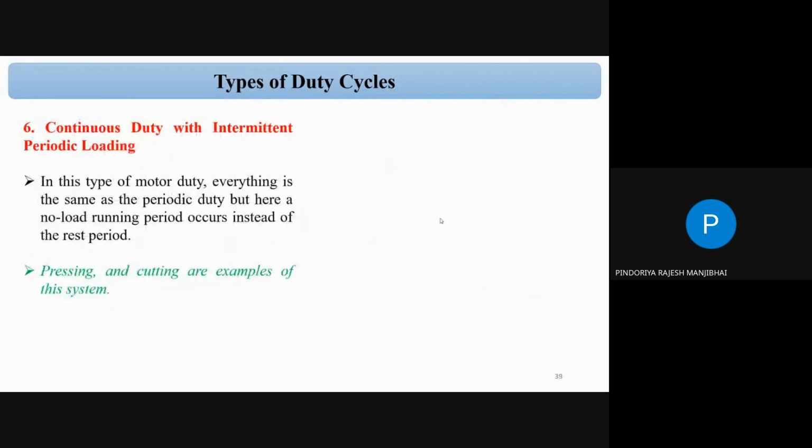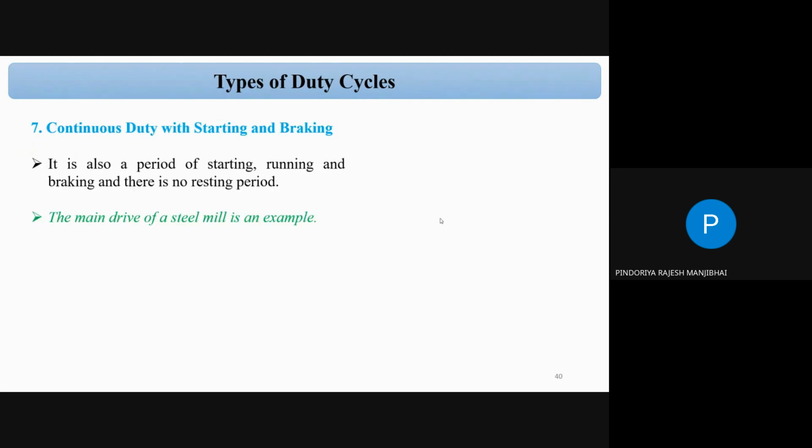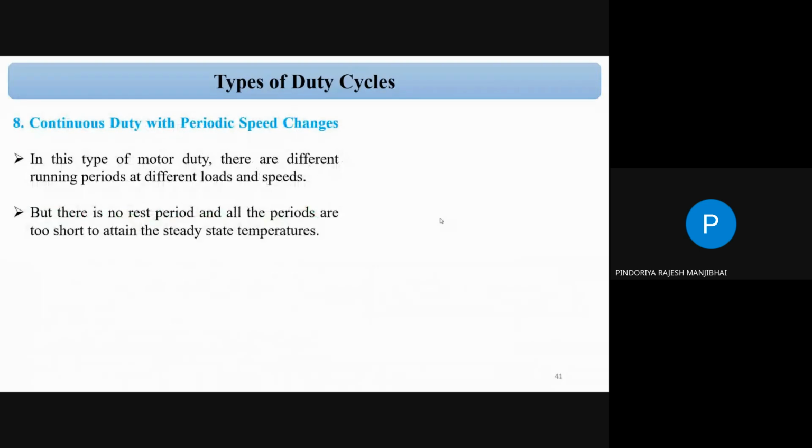Yes. So continuous duty with the intermediate periodic loading. Okay, so no waveform here. But this 6th, 7th, and 8th are not important. Continuous duty with the starting and braking. Okay. So sometimes starting and after that braking. So we can say steel mill is also an example.